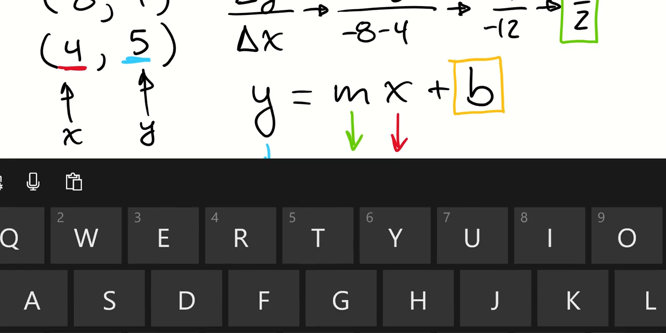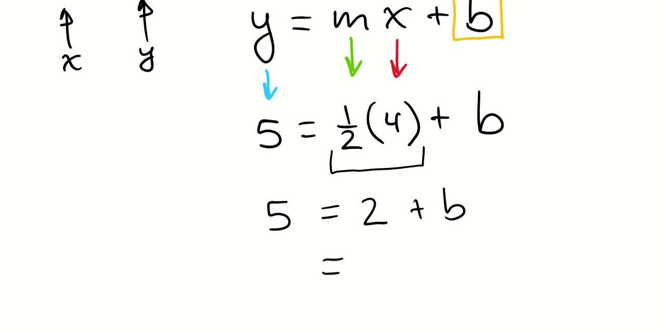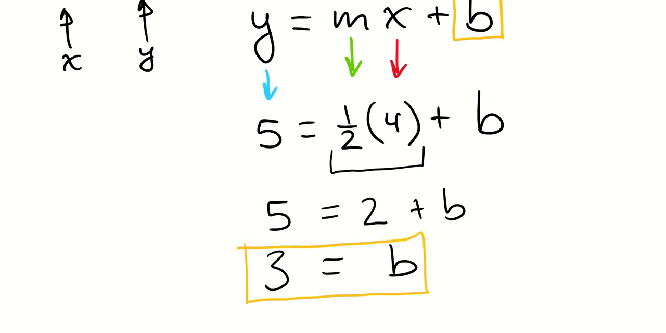If I simplify the right-hand side, I see that I have 1/2 times 4, which equals 2 plus b. And on the left-hand side, I still have 5. If I take away 2 from both sides, on the right-hand side, when I subtract 2, I'm going to be left with just a b. And on the left-hand side, 5 minus 2 is 3. So now I know my other parameter. Now I know my y-intercept parameter.